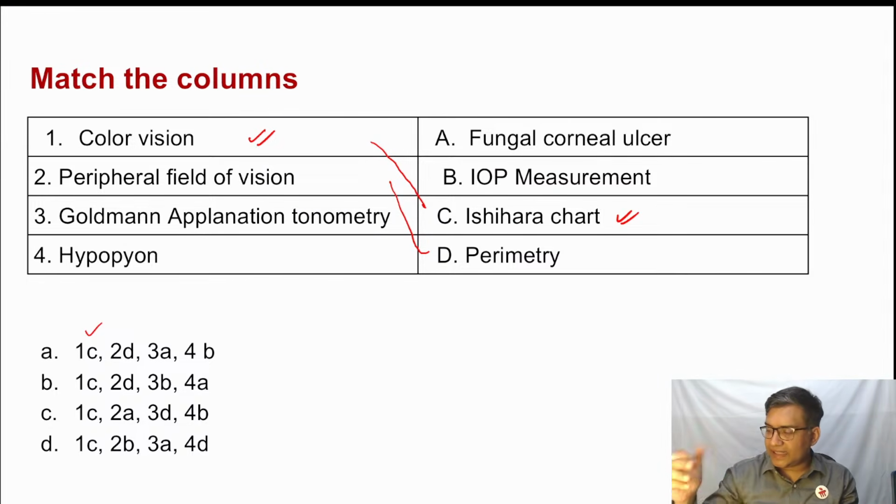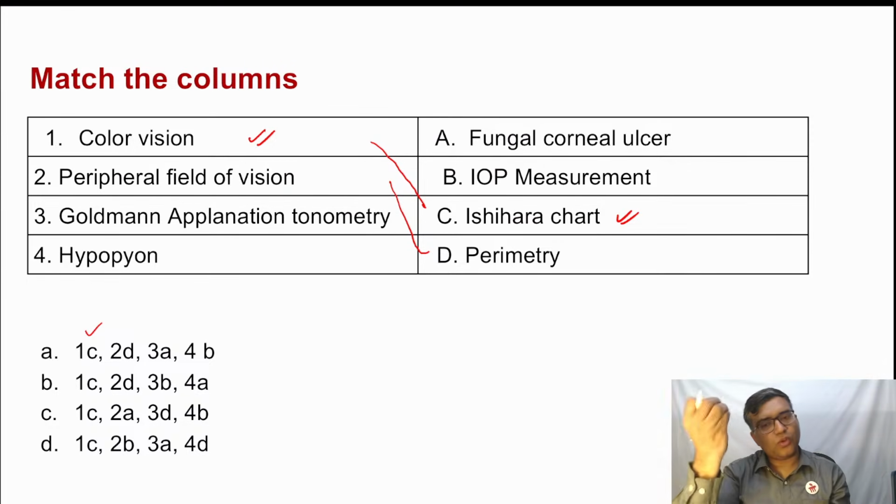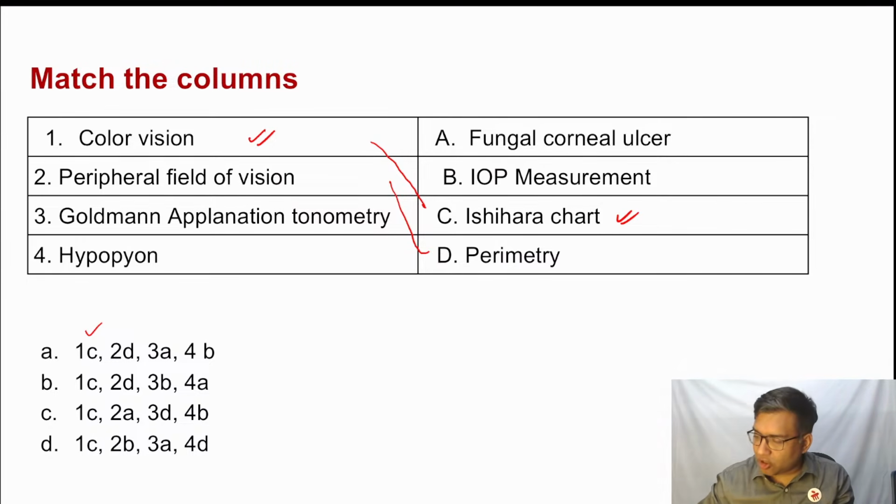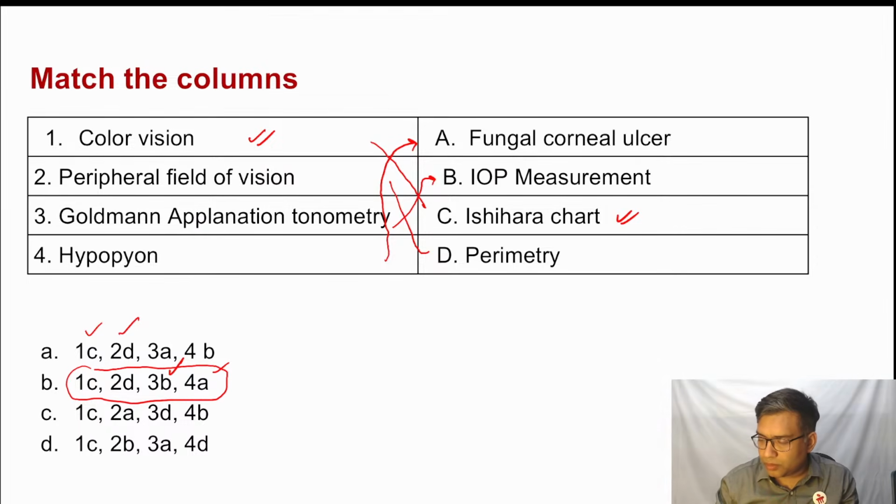Fair enough. Then Goldman applanation tonometry. What do you do with the tonometer? You measure the intraocular pressure. So with Goldman applanation tonometry, you do an IOP measurement, and hypopyon is seen in patients with fungal corneal ulcer. So 1 goes with C, 2 goes with D, 3 goes with B, and 4 goes with A. So our answer would be B here.